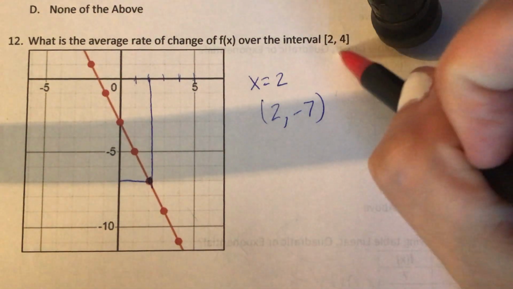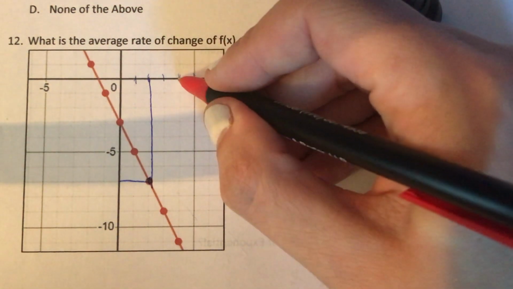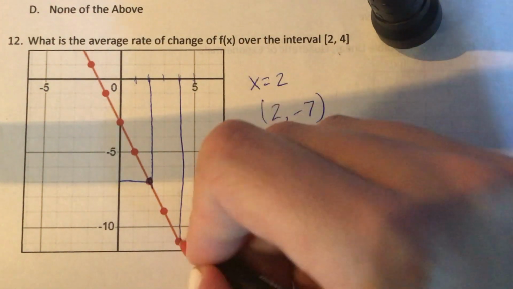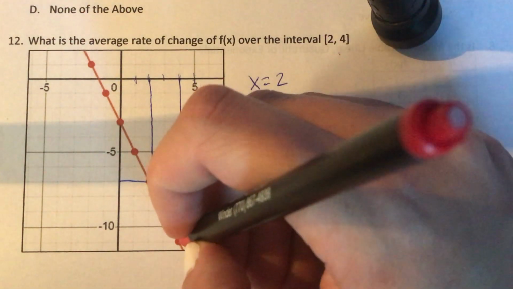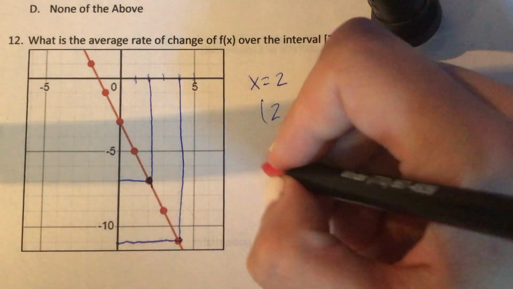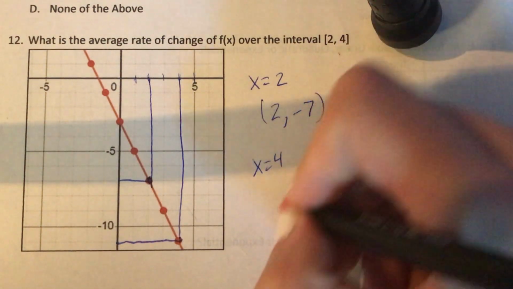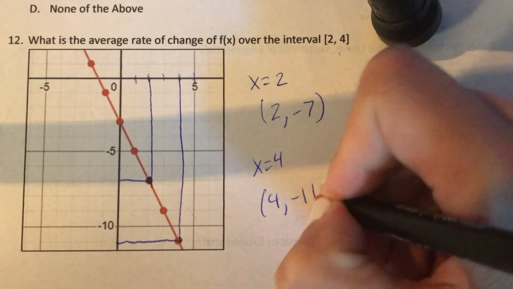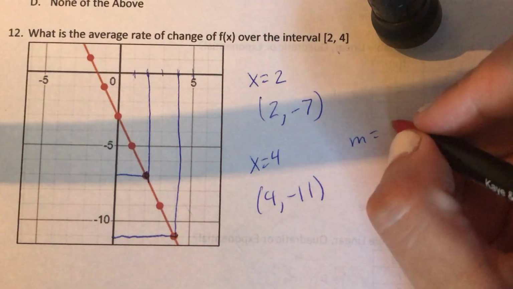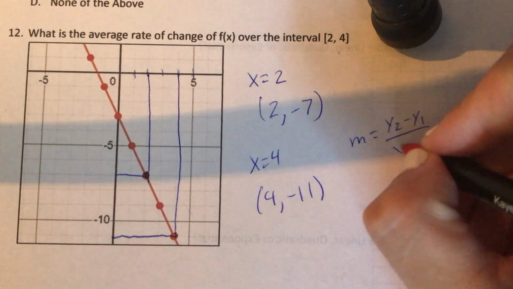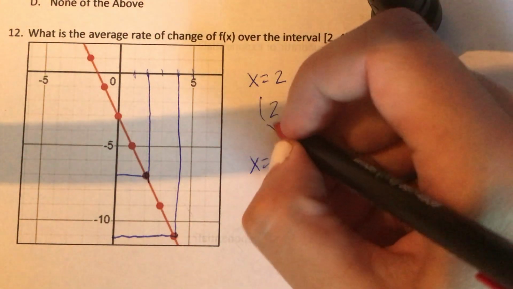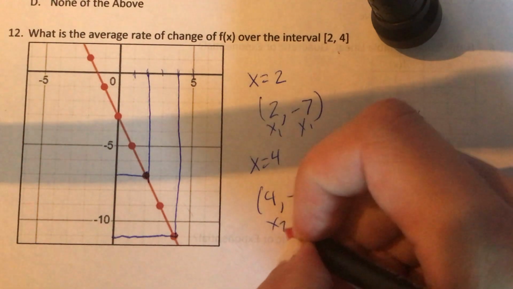Then I'm going to go over here to 4. 4 has got to be right before 5, so I'm going to keep bringing it down. And notice there are going to be dots on the test as well, so if you see these dots, they should help you. Then it's just 1 past 10, so that's -11. So at x is equal to 4, my y value is -11. Now that we have our points, we're going to use our slope formula: y2 minus y1 all over x2 minus x1.